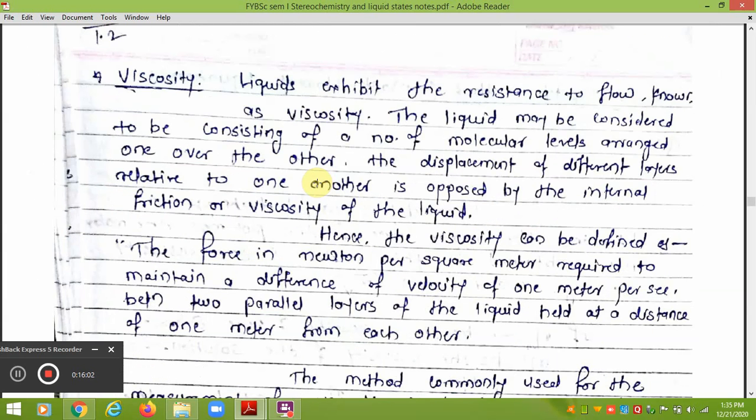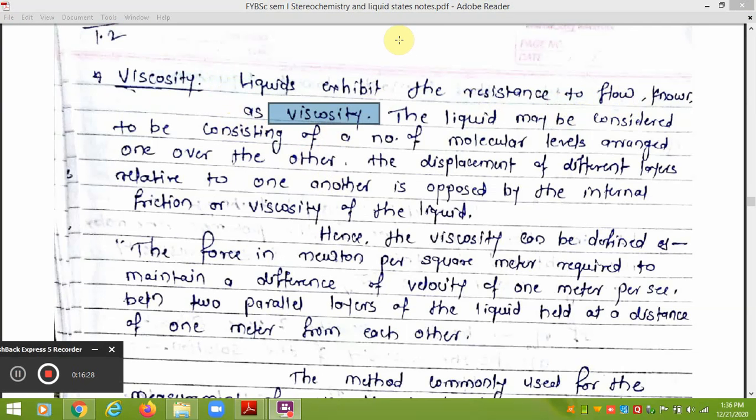Dear friends, another property of the liquid is very important, and that property is called viscosity. Here the liquid shows some resistance to flow, and this resistance to flow is known as viscosity. So viscosity is simply the resistance to the flow of a liquid.